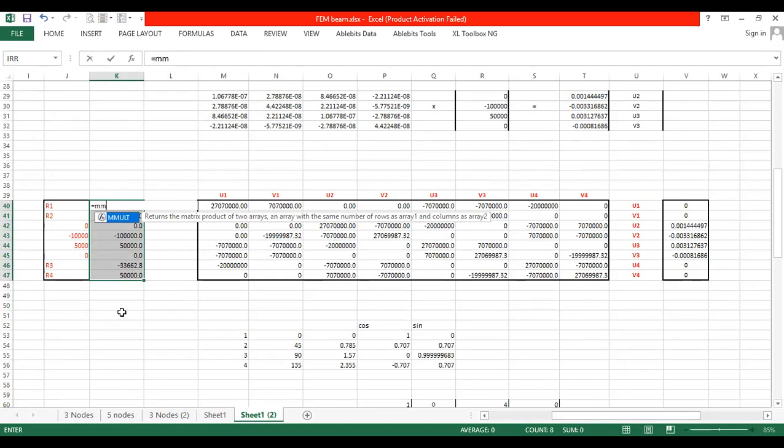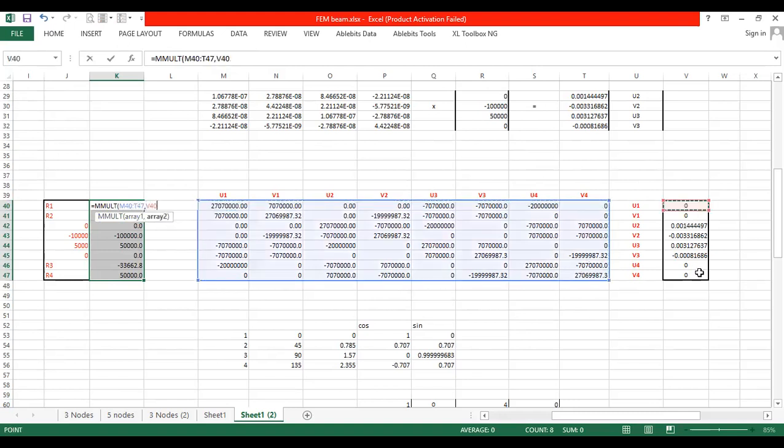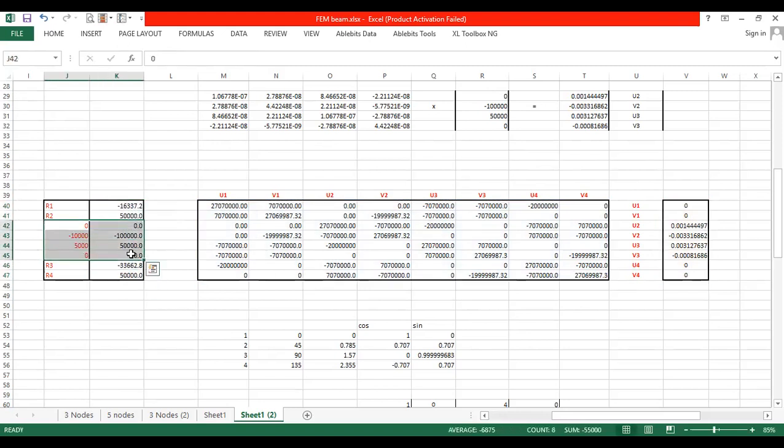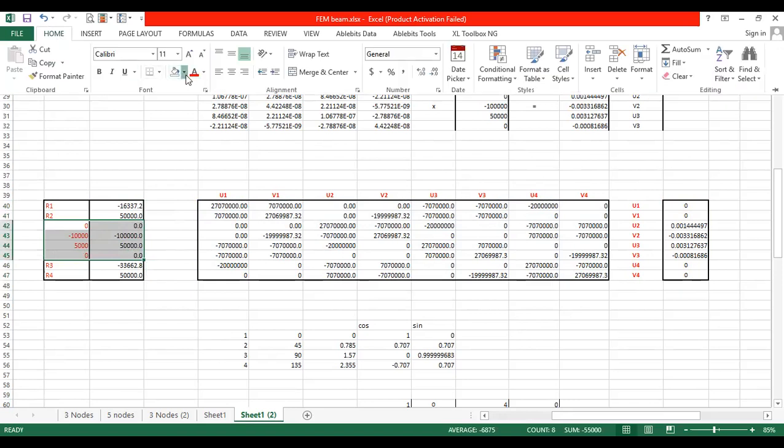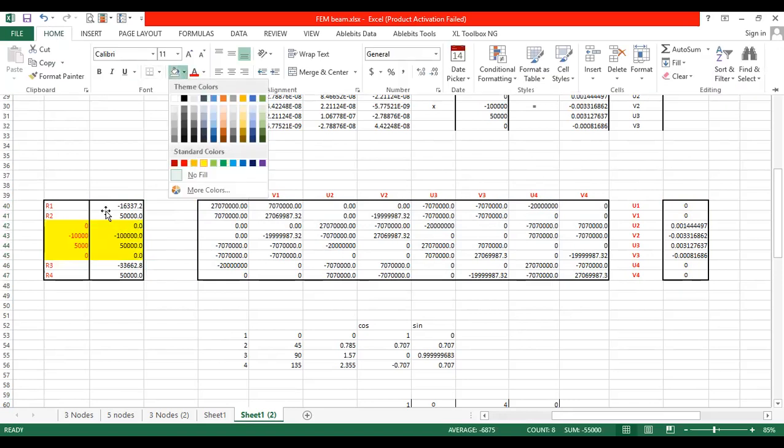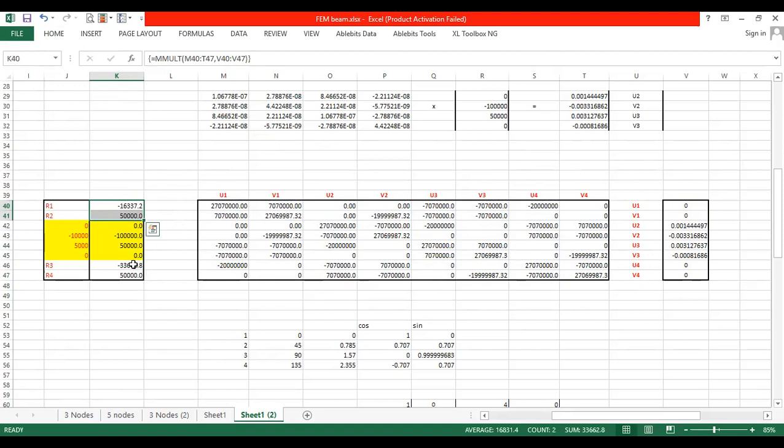So I have selected 8 by 1 and press equal sign, then MMULT. So select the matrix 1, then matrix 2, and control shift enter. So I'm getting exact force like this. So that means my method is fundamentally correct, right? So I have got the nodal displacements. So the reactions, 16 newtons. So these are in newtons and kilonewtons. So newtons, right? So these are the nodal reactions, right? So now I obtain the reactions.